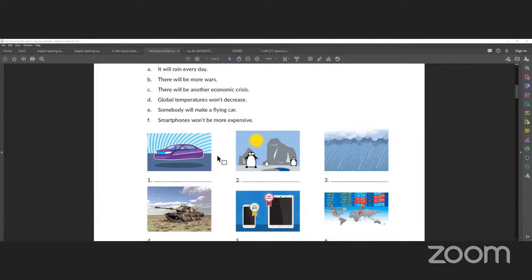Diana, picture number 3. Diana, can you hear me? Go, please. Picture 3. The letter G. Global temperatures won't rise. Okay, but it's not the correct one for number 3. Could you please pick another one? You said the letter D, it's not the correct one.